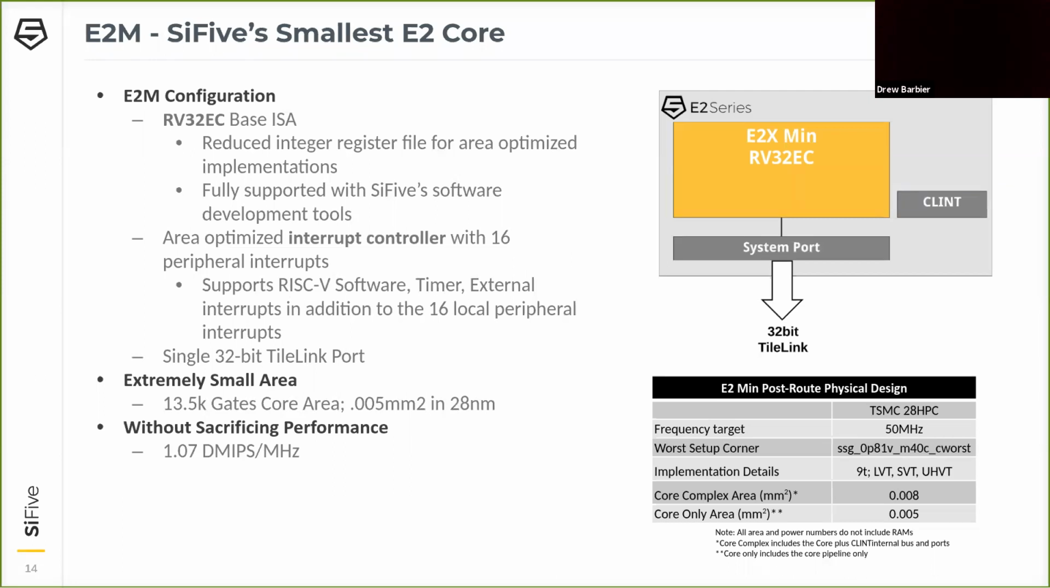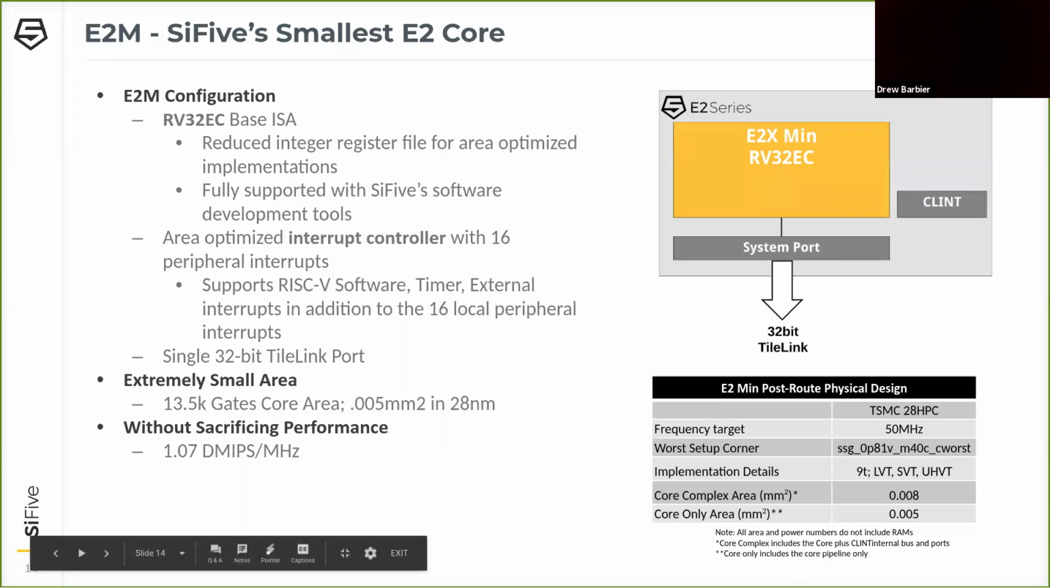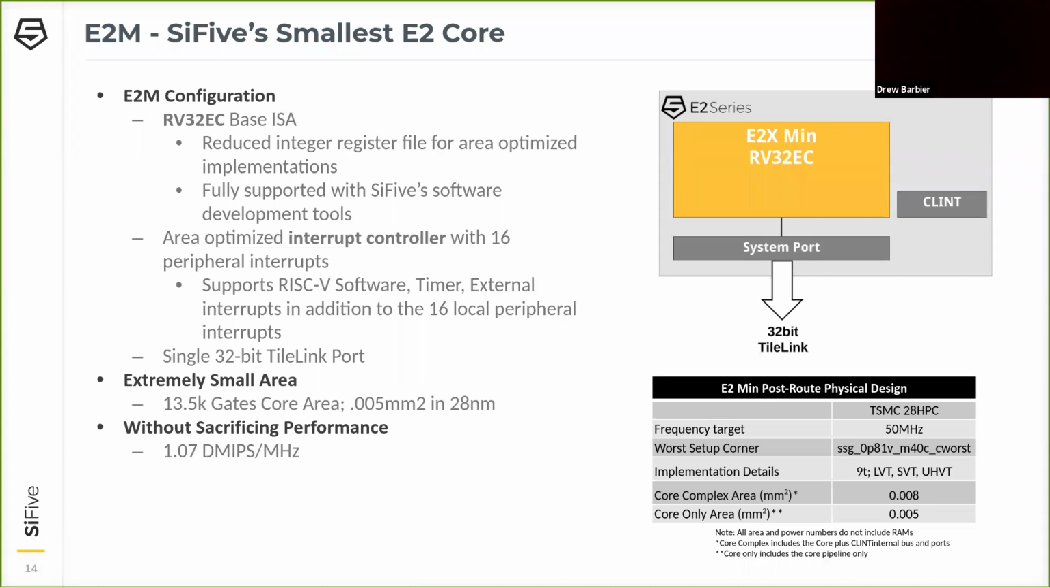Now with this, I do want to point out that we're not necessarily sacrificing performance here, because if we look at the performance of Dhrystone on this particular core, we still reach a performance level of 1.07 DMIPS per megahertz, which is quite high performance for this type of design.